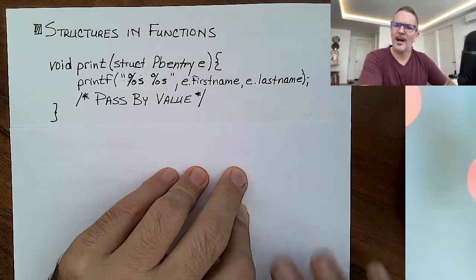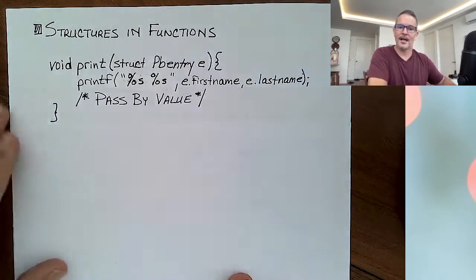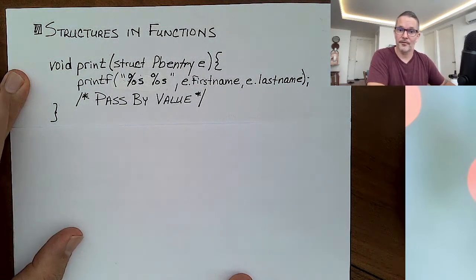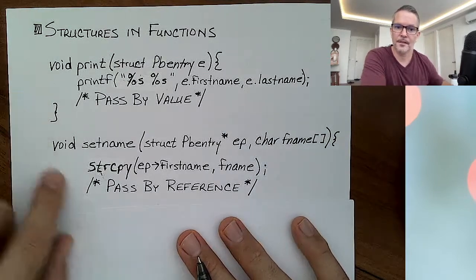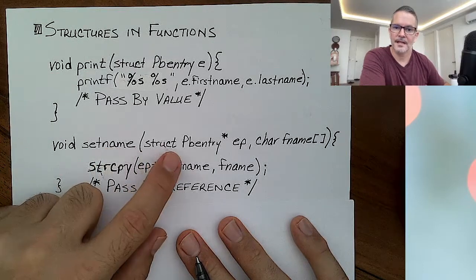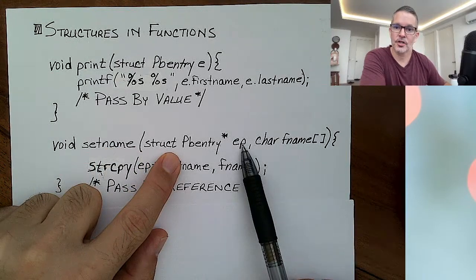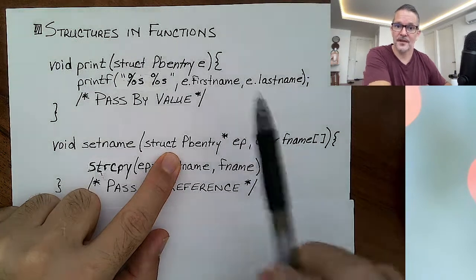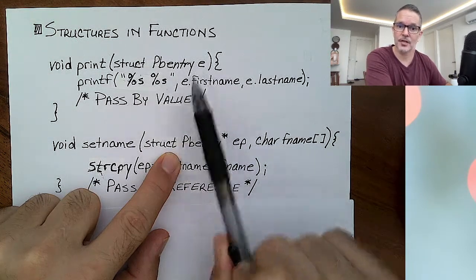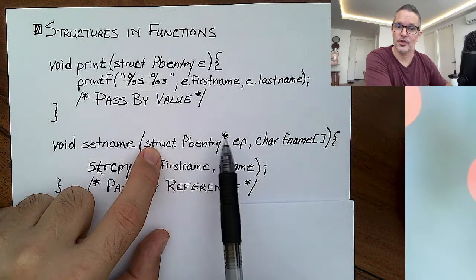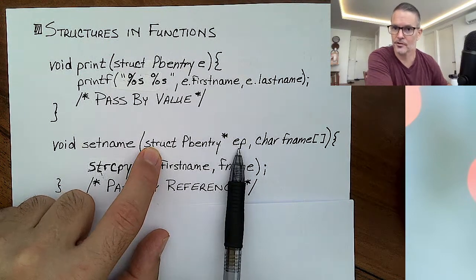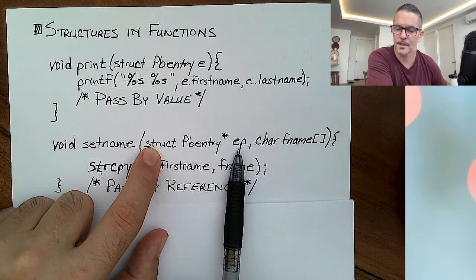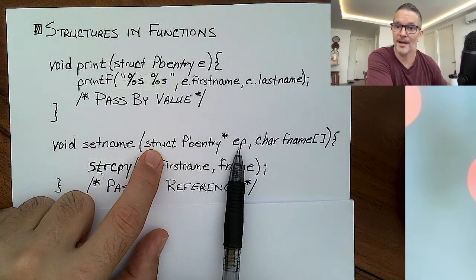So let's take a look at how would I pass by reference. How could I pass a structure into a function by reference so that I could actually change it? So here's your example. I set up my function. I define a structure parameter, but instead of just defining it as struct PB entry, I define it as struct PB entry star, meaning now I'm defining a pointer to a structure.